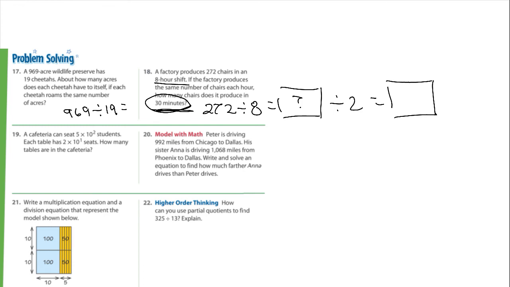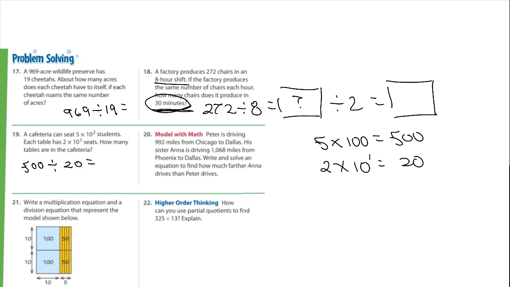First thing I would do is convert these. What's 5 times 10 squared? That's going to be the same thing as 5 times, what's 10 squared equal? 100. Which equals? 500. So it's going to be 500 divided by, next thing I need to figure out is what's 2 times 10 to the first power? 20. 500 divided by 20 equals, and that'll answer that question. I'm setting these up for you.